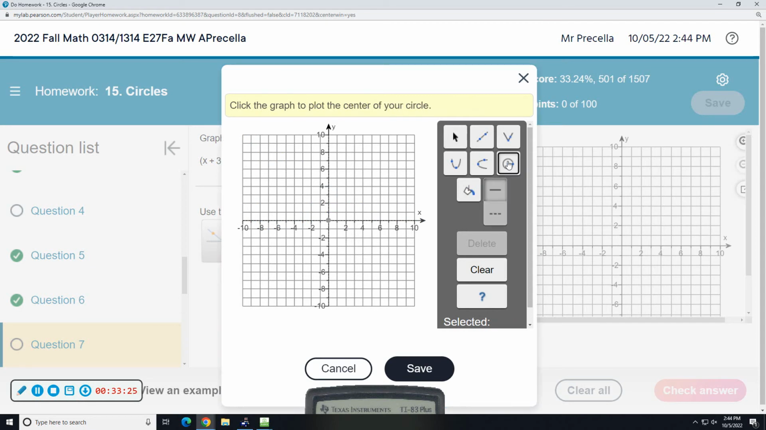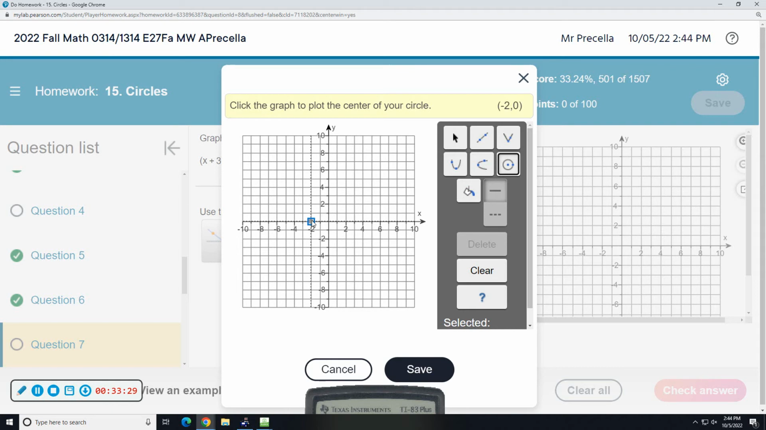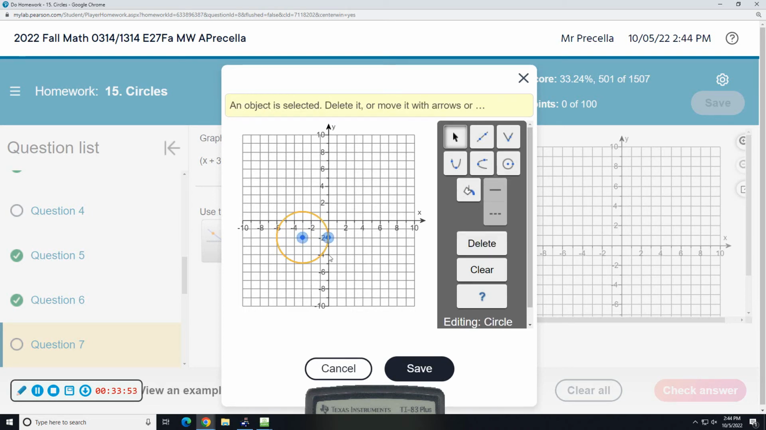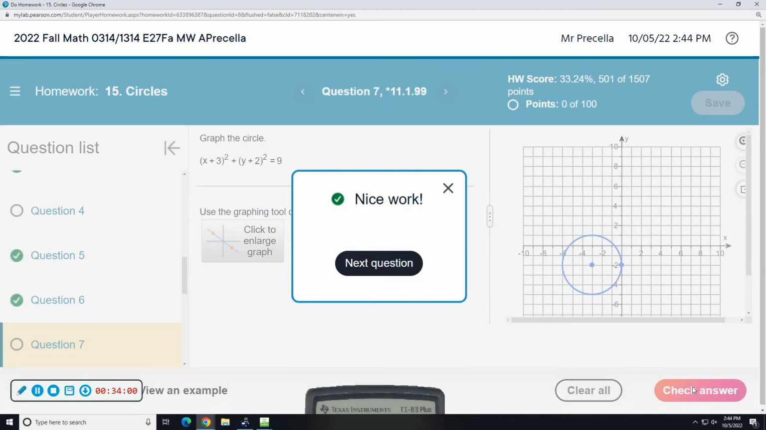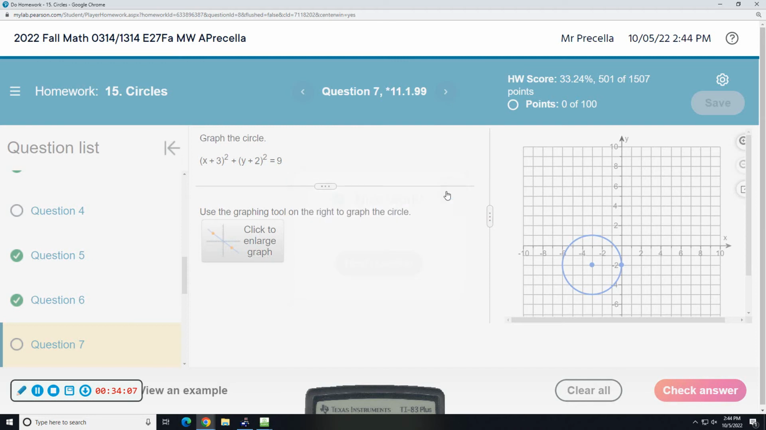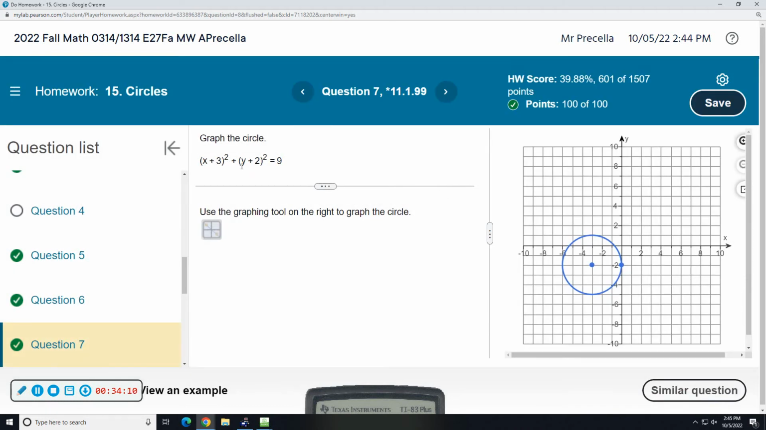Click the circle tool, and what was it, -3, -2? -3, -2. Is that the center? Is my mouse where I want it to be? Yes, it is. And then we have a radius of 3. Let's just count 3 units to the right. 1, 2, 3. Any questions? As long as the equation is in center radius form, then everything works out fine. You can change sign, take the square root.